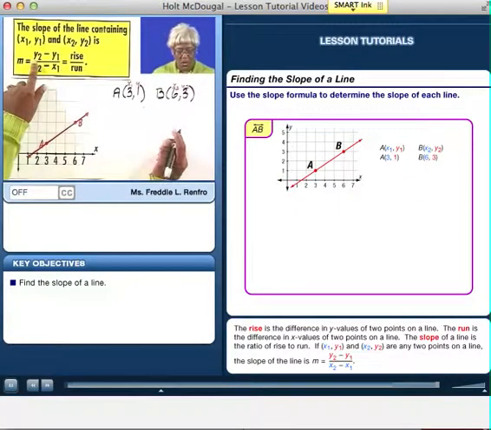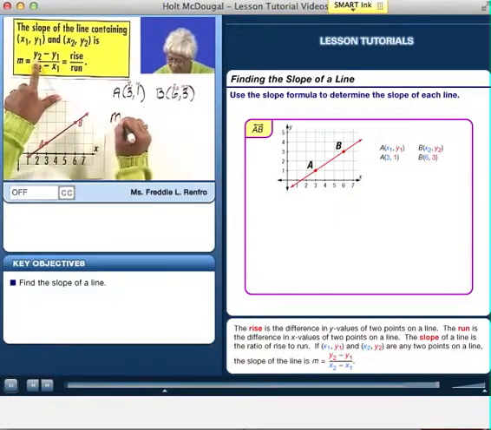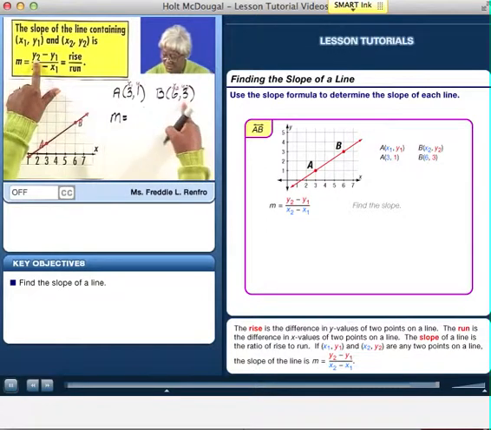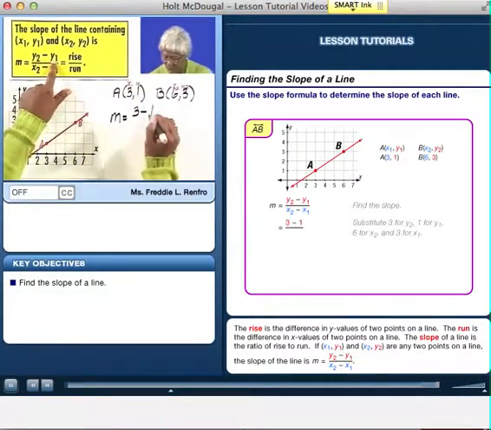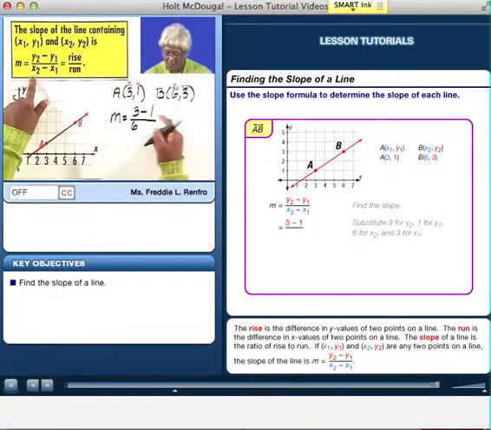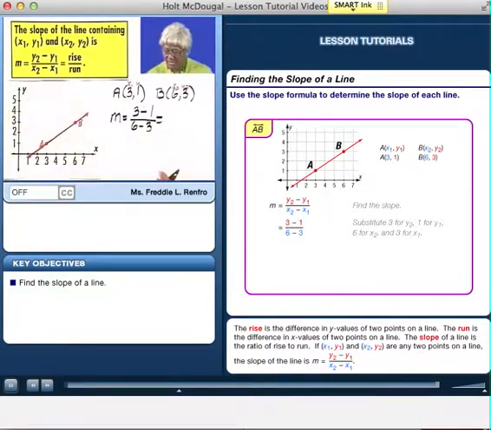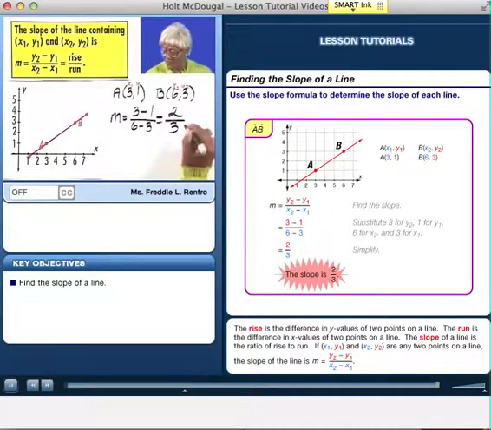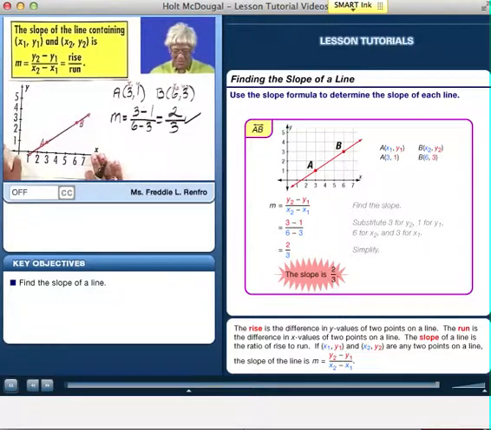According to the formula, y2, in this case, is 3. m equals, which is slope, 3 minus, what's y1? 1, over x2, which is 6, minus x1, which is 3. Let's simplify. 3 minus 1 is 2, 6 minus 3 is 3. So we have 2/3 as our slope. And notice it is positive and it's slanting to the right. Let's try another one.